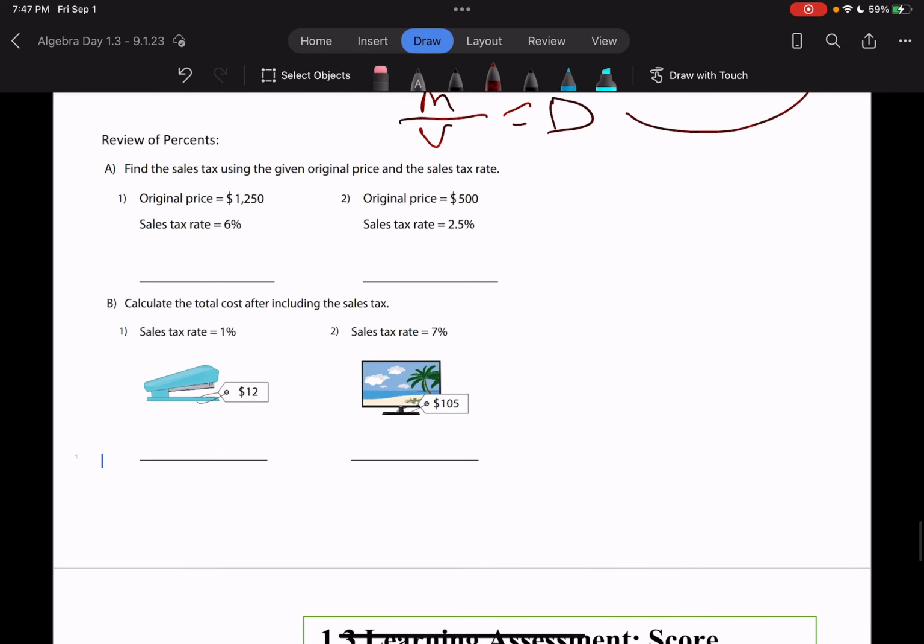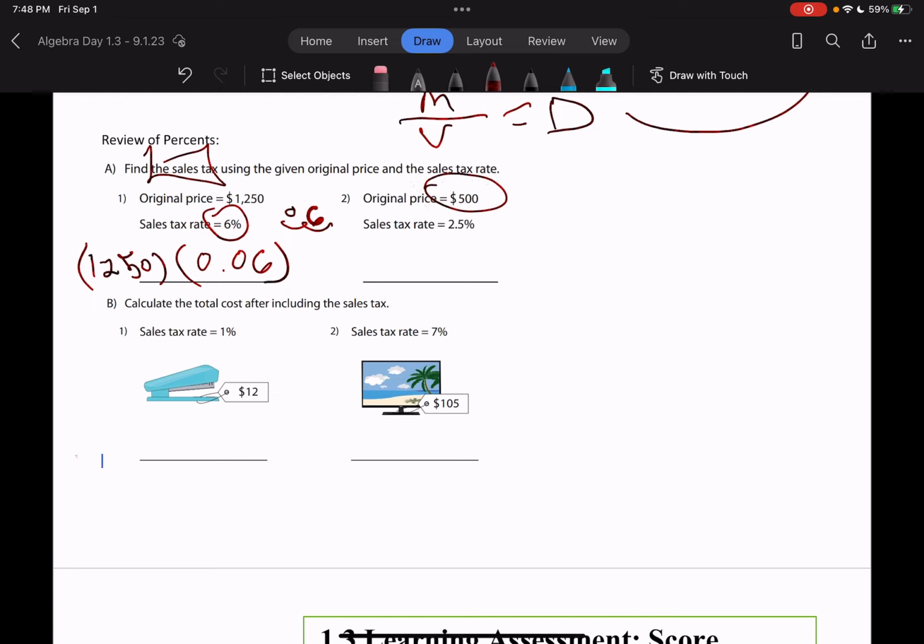All right, this last part is just a quick review of percents. You don't need to calculate. You can just show me. If you'd like to calculate, you can. So we're going to do 1,250 times 6%. Here it's asking for just the sales tax, not the total price. So I'm going to multiply by this as a decimal, moving my decimal over 2 places. We're going to have 0.06.